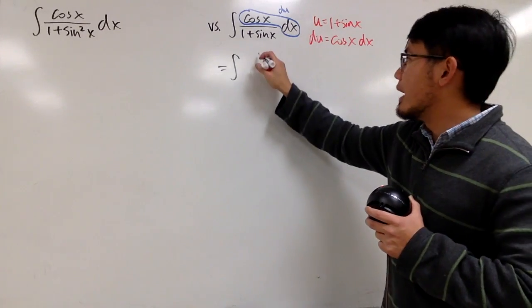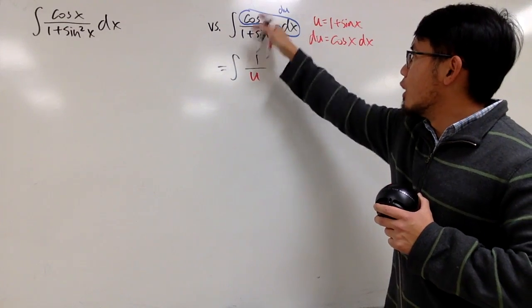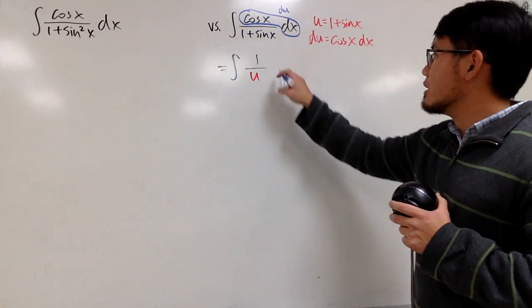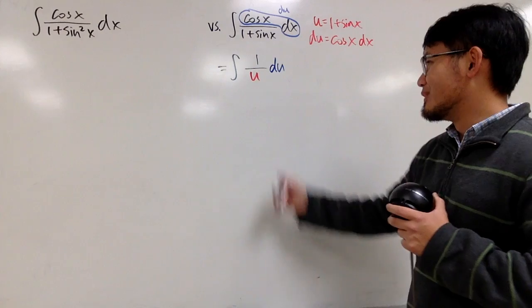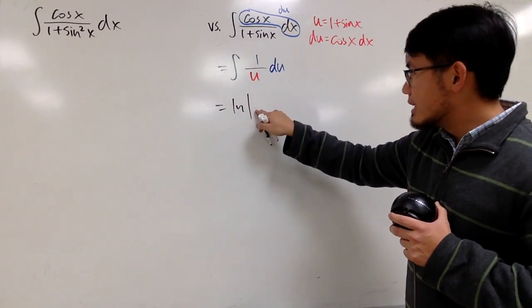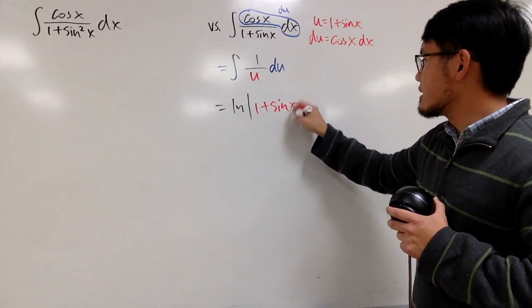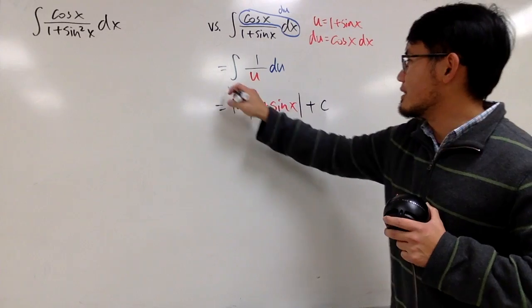The integral, and we have 1 over. This right here is just u. And then all that is our du. So right here, we can just say the answer is natural log of absolute value. Inside is just u, and you put this back for the u, 1 plus sine x. And we are done. That's it.